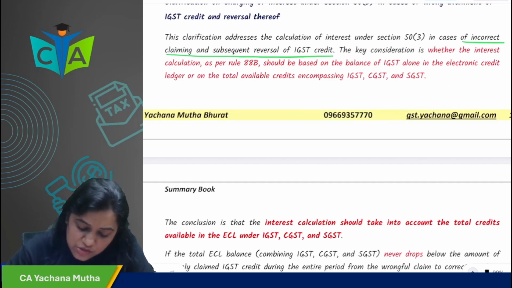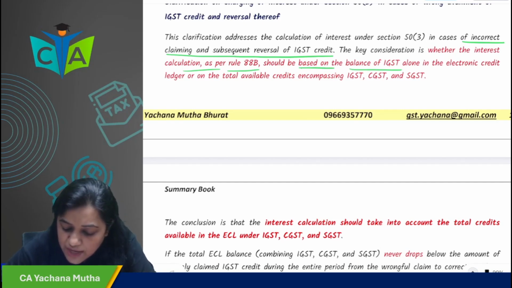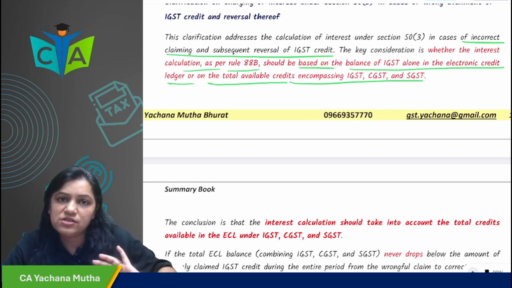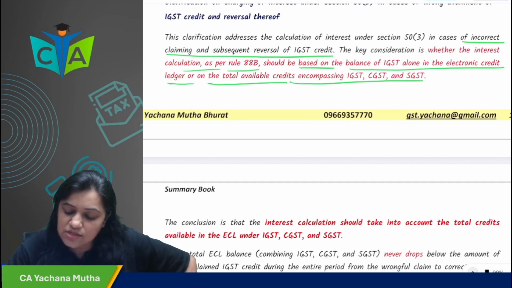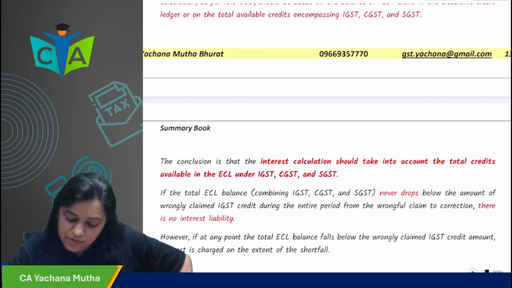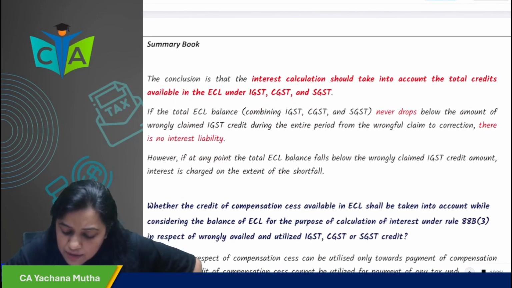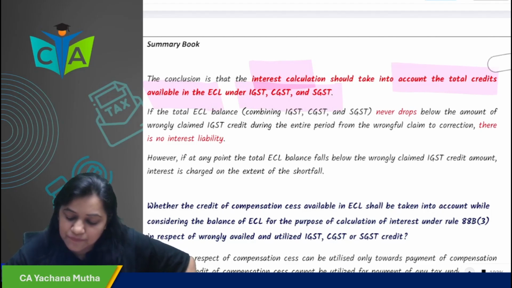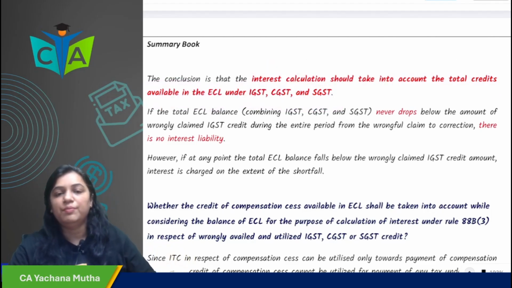The key consideration is whether interest calculation as per Rule 88B should be based on the balance of IGST alone in the electronic credit ledger or on the total available credit. So will the interest calculation be on the basis of IGST alone or on the basis of IGST, CGST, SGST? How the interest calculation should be done is the question. The conclusion is that interest calculation should take into account the total credit available in the electronic credit ledger under IGST, CGST, SGST.